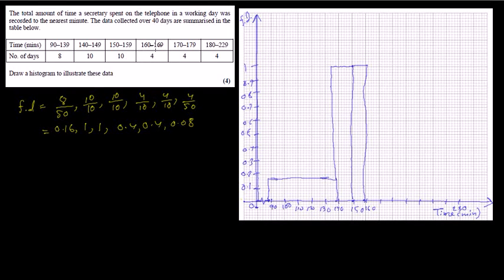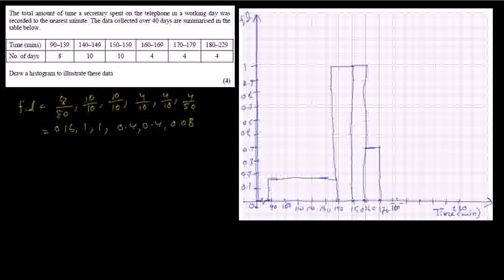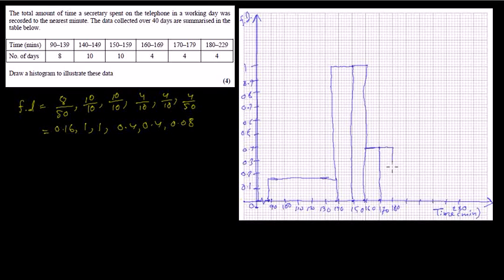Now we have this up to 169 point, so it means 170, and this height is 0.4. So 0.4 is this. Then 179.5, which is 180, and this is also 0.4. Then we have this 229.5, close to this. This is 0.08, which is going to be less than 0.1. So this is the histogram.